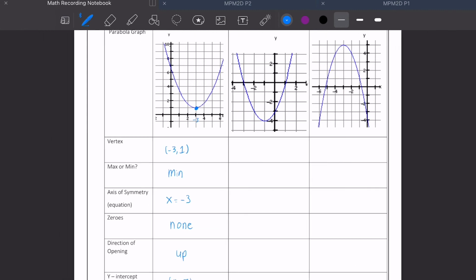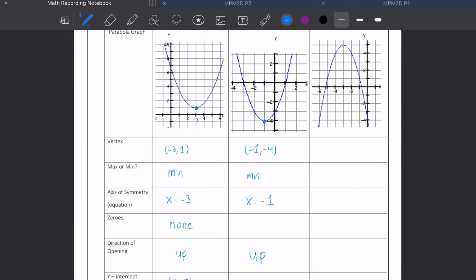Okay, let's try this again for this one. Okay, our vertex is down here at (-1, -4). Looks like it's moving up, everything's above it, so this is a minimum. Since we notice that everything is moving up, we can also write our direction of opening as up. Axis of symmetry is always the x value of our vertex, so x equals -1.